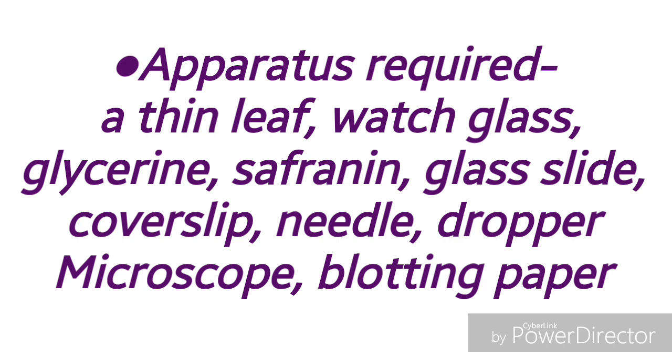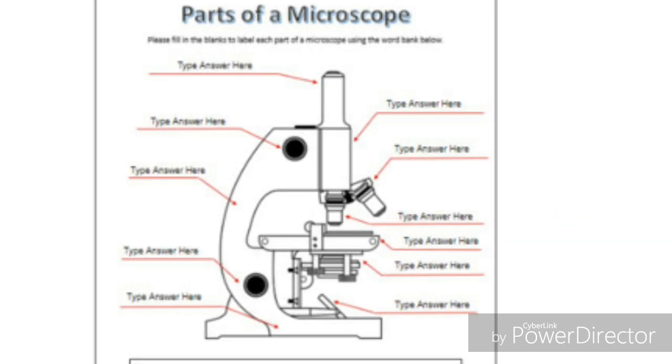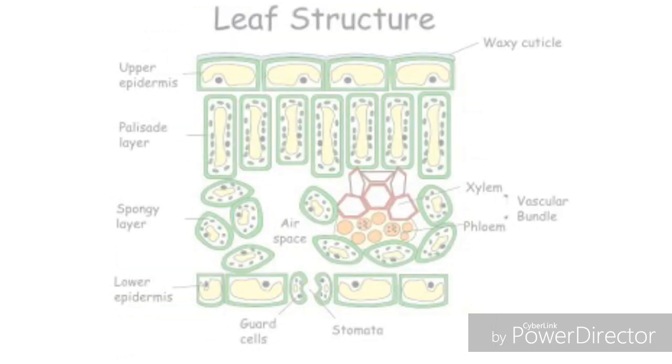So we will move on to the procedure. Procedure is actually like the first experiment which we have seen, that is observation of cheek cells, human cheek cells. So the general procedure will be the same, with little differences in the apparatus that we require for the experiment. So here with the help of a microscope we have to observe the different types of tissues in a leaf.